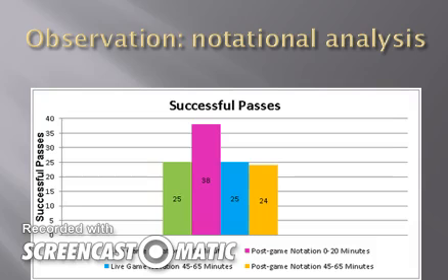Now I'm going to talk about observation, notational analysis. This is when the researcher observes participants and collects numerical data. For example, someone could go and watch to see how many times a gymnast makes a mistake in each of their routines, and from this they can find out an average. They can put it into a table, as you can see above. That's one for successful passes.